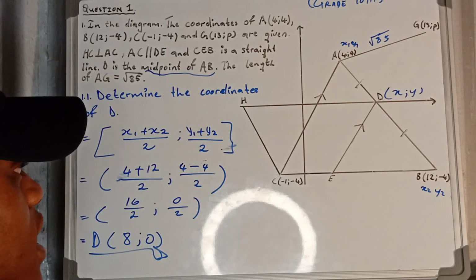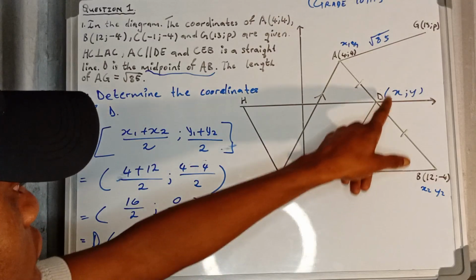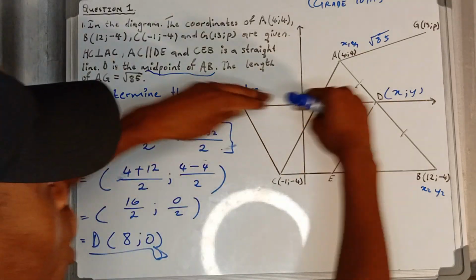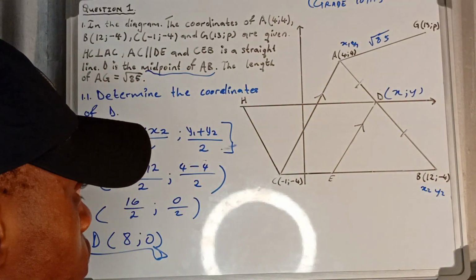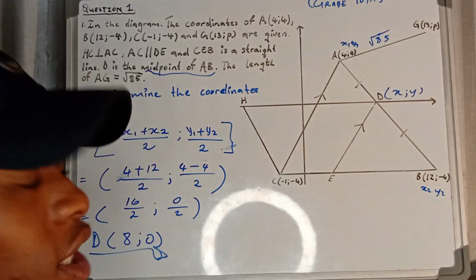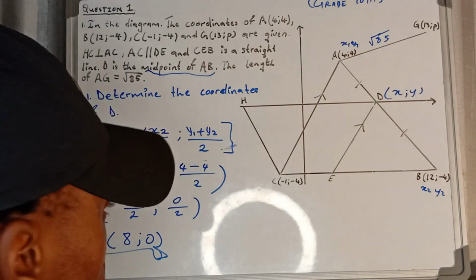To check that this is true, you can see that the coordinate of D is sitting on the x-axis. That means the y coordinate should be 0. Those are the things that you need to understand.